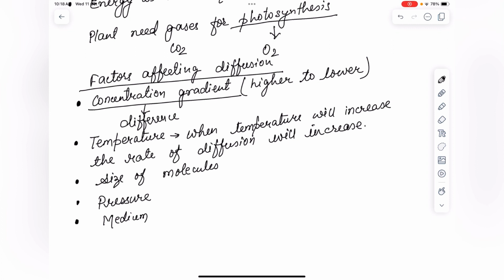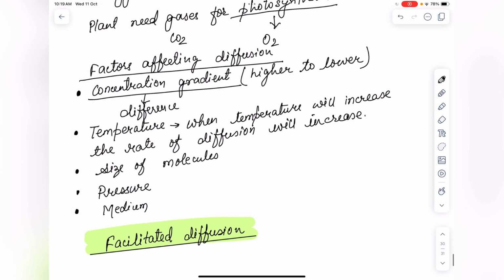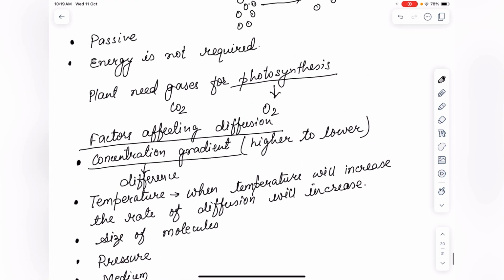Next, we will see facilitated diffusion. Yes, one more thing: this diffusion will take place in the cell, through the cell membrane. Cell membrane is made up of phospholipids. So through this, the diffusion of gases and water will take place.